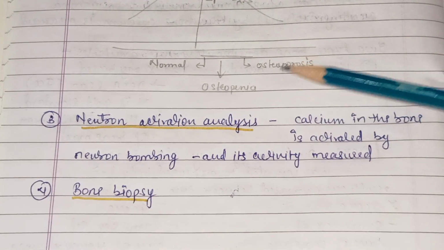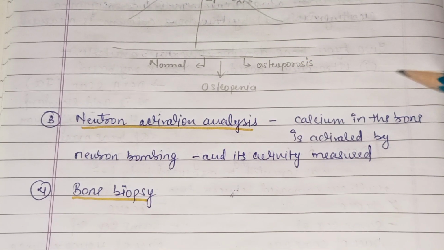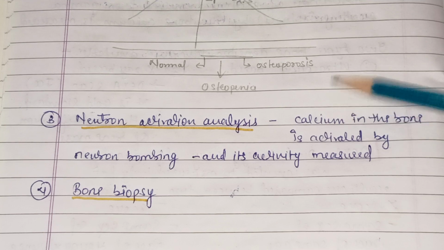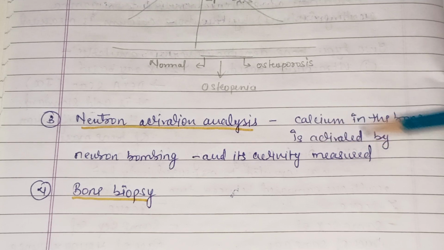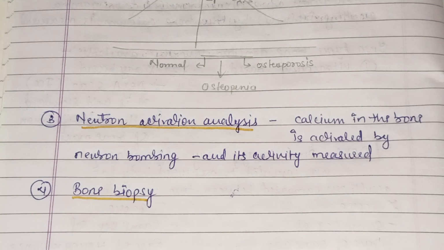Another two methods are neutron activation analysis, where calcium in the bone is activated by neutron bombing and its activity is measured, and another is bone biopsy.